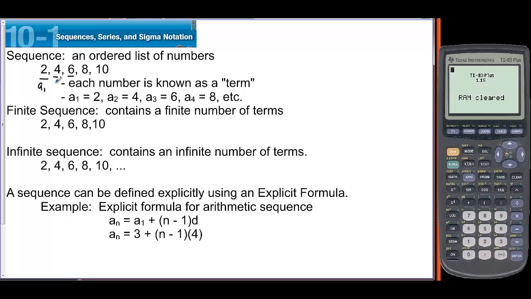We call it a sub 1. The 4 is the second term. We call it a sub 2. So a sub 2 is 4, a sub 3 is 6, a sub 4 is 8, and so on.